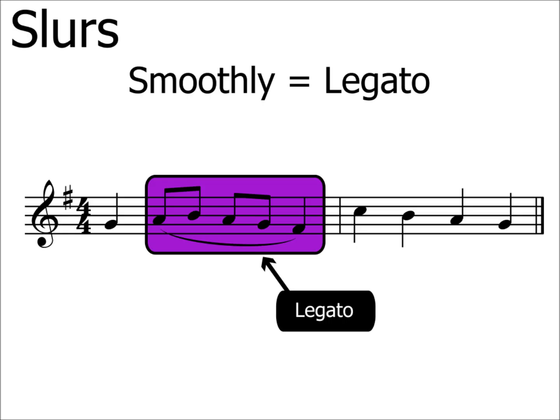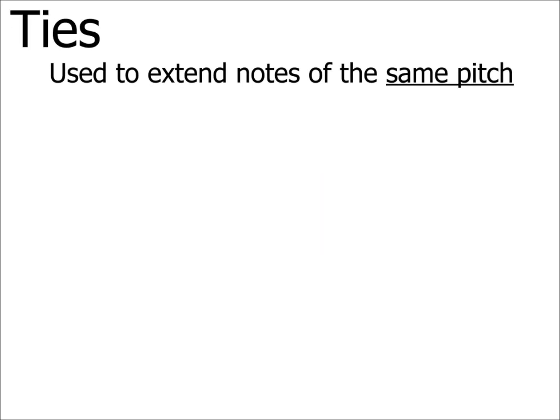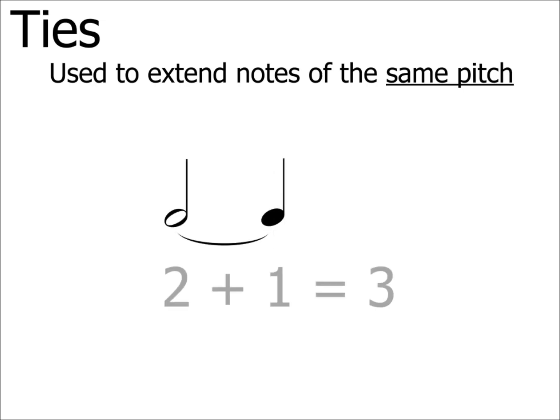smoothly or legato. The tie is used to extend notes which are of the same pitch, either in the middle of a bar or across bar lines. The tie works in the same way as a plus or addition symbol in mathematics. So, if I were to write this, it means 2 plus 1, which equals 3 beats. Now you might ask this question, why use a tie when you can show 3 beats by using this, a dotted minim?